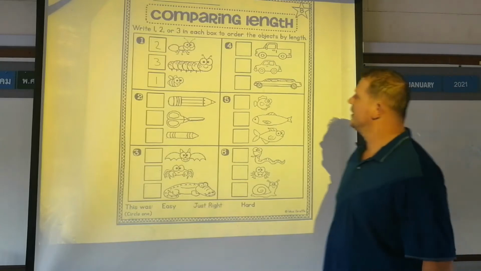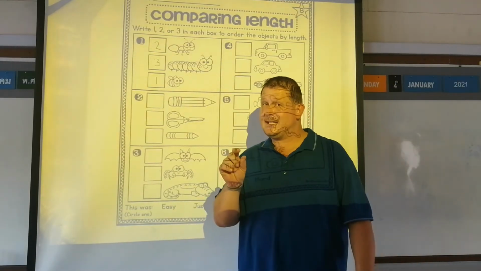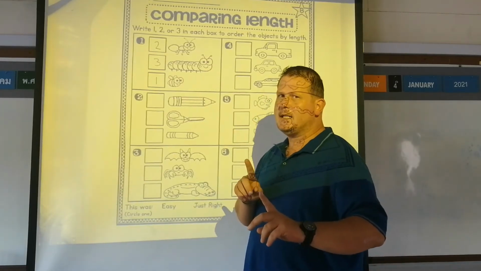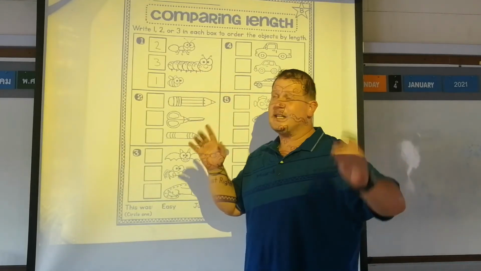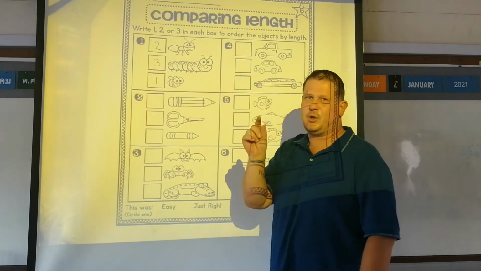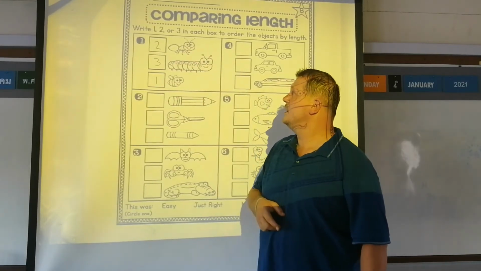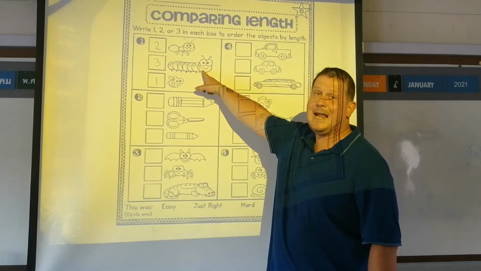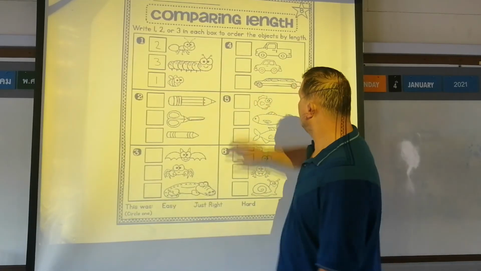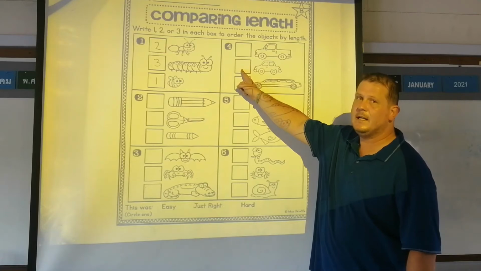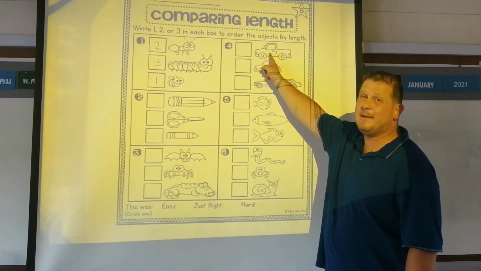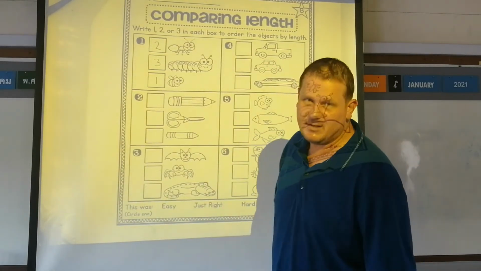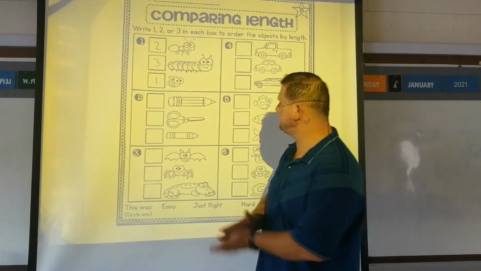Okay, remember this one? You have to use a number one for the shortest, a number two for the ones a little bit longer but not the longest, and a number three for the longest. So remember, the bee was one because it's the shortest. The ant is number two, a little bit longer than the bee, but not longer than the caterpillar. So the caterpillar was number three. This side, the car is number one. The truck or the pickup, number two. And that's a limousine for fancy people. Number three, it's the longest.